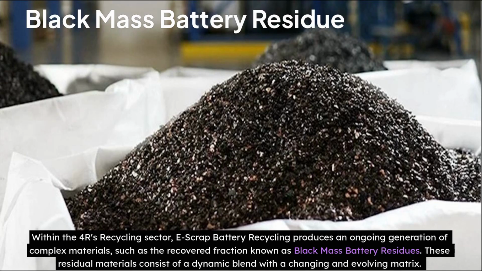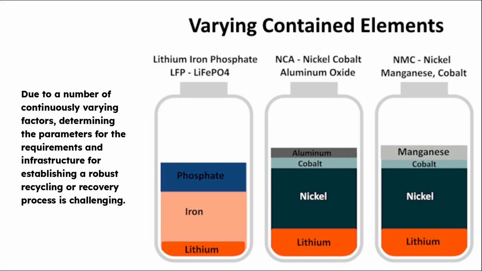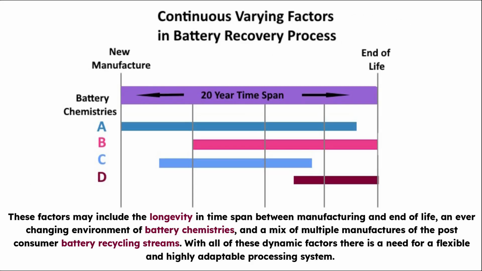These residual materials consist of a dynamic blend with a changing and evolving matrix. Due to a number of continuously varying factors, determining the parameters for the requirements and infrastructure for establishing a robust recycling or recovery process is challenging. These factors may include the longevity and time span between manufacturing and end of life, an ever-changing environment of battery chemistries, and a mix of multiple manufacturers of the post-consumer battery recycling streams. With all of these dynamic factors, there is a need for a flexible and highly adaptable processing system.